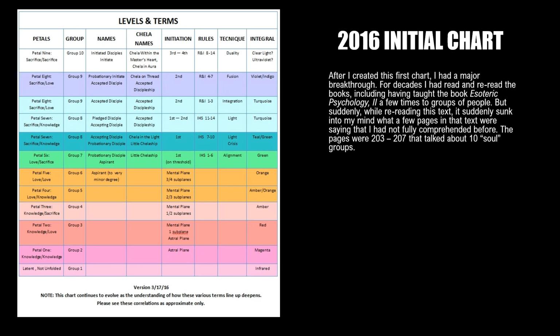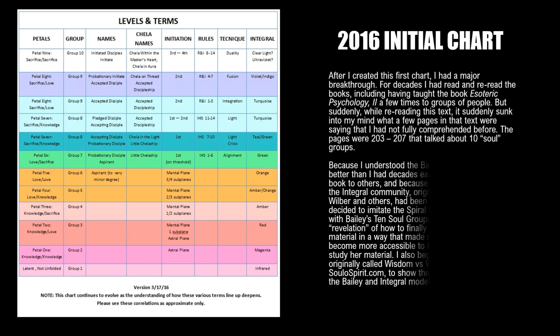After I created this first chart, I had a major breakthrough. For decades, I had read and reread, as I already told you, the books, including having taught the book Esoteric Psychology 2 a few times to 2 different groups of people. But suddenly, while rereading this text, Esoteric Psychology 2, it sunk into my mind what a few pages in that text were saying that I had not fully comprehended before. The pages were 203 to 207, if you want to look them up yourself, that talked about 10 soul groups.